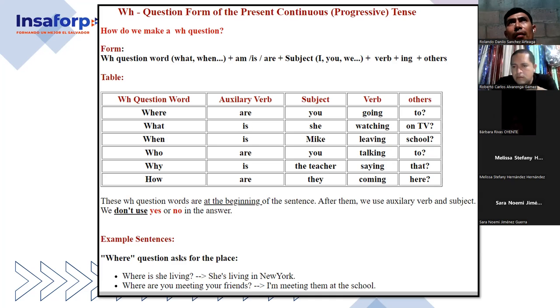Ajá, ¿cuándo va a estar de vacaciones? I am having vacation. I am having vacation in, ¿cómo se dice? Semana Santa. First of April. April. Perfect. Sí. Very good, Miguel. Correct. Yes, that is correct.